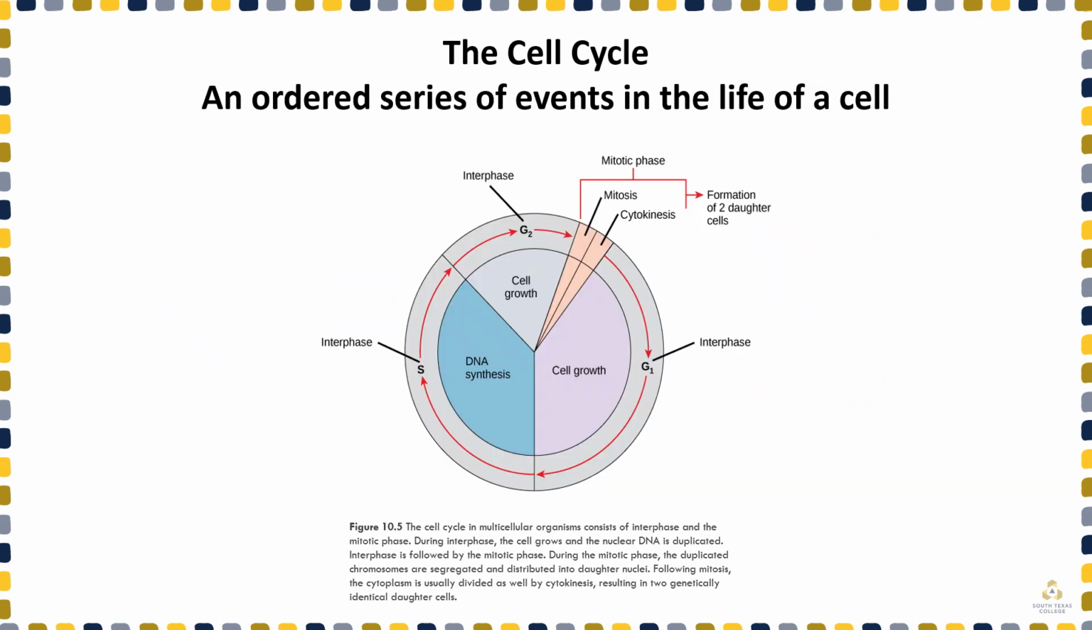So this is an introduction to the cell cycle. We have the interphase, which is where the cell spends most of its time, divided into 3 subphases, G1, S, and G2. And then it goes into mitosis, cell division, and cytokinesis. And we'll talk about these in more detail in the next presentation.